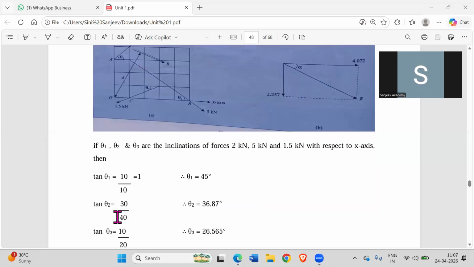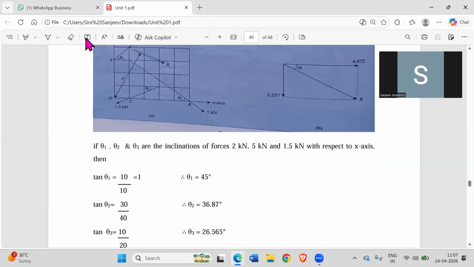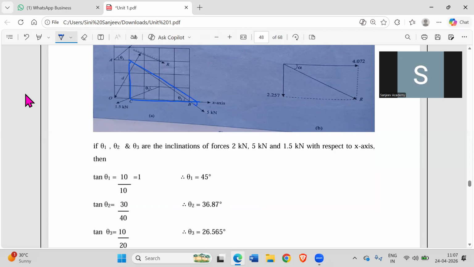That same thing is written here, 10 by 10. Tan theta 2, I'll also count it. I'll just draw a triangle for tan theta 2. This one. So 10, 20, 30, 40. Then what is here? 10, 20, 30. So opposite side by base, so 30 by 40. Simple.